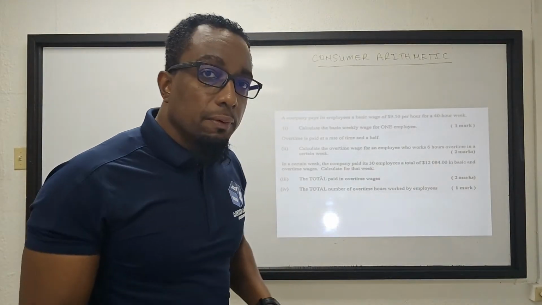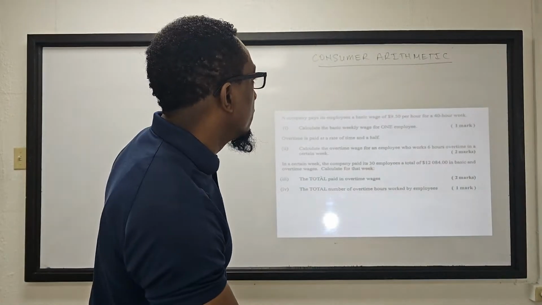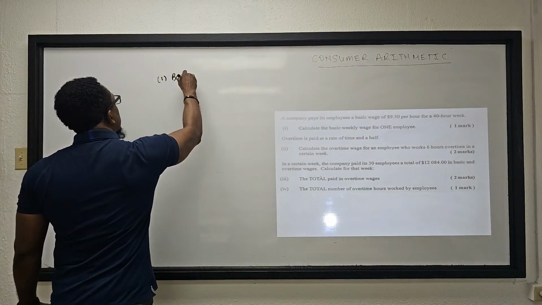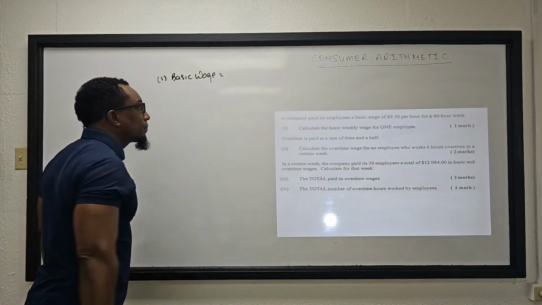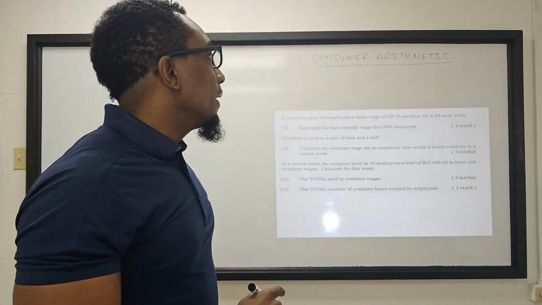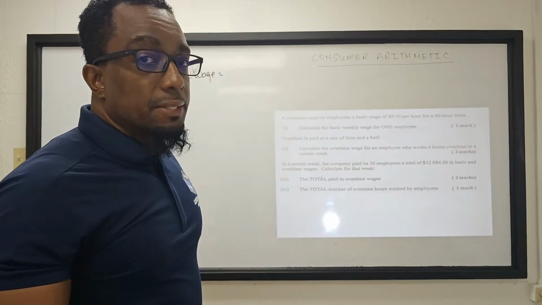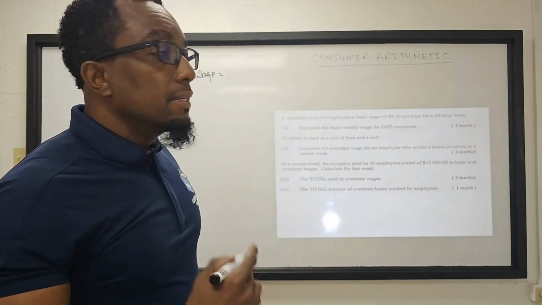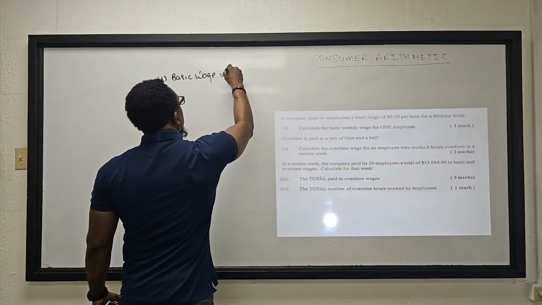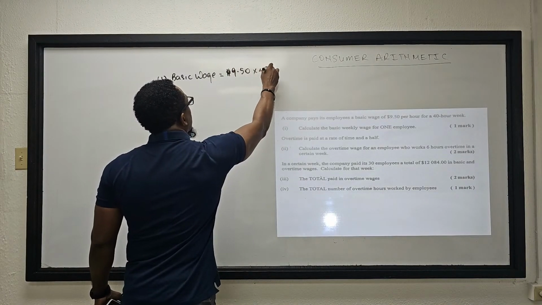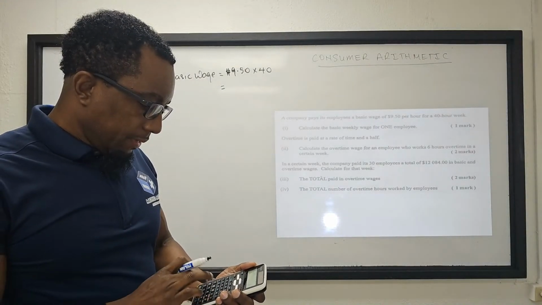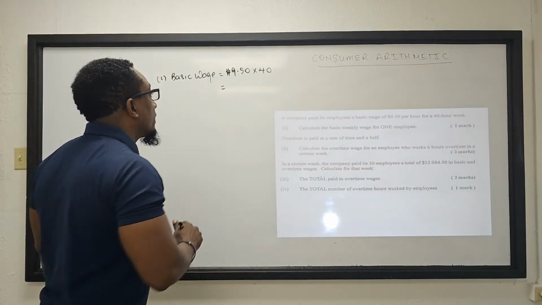So the weekly wage for one employee, we know when it comes to wages, part 1 is basic wage, right? So this is for one employee, will be to take the basic rate, that's the hourly rate, $9.50, times the number of hours worked for the week, which is 40 hours. So this is $9.50 times 40, which is $380.